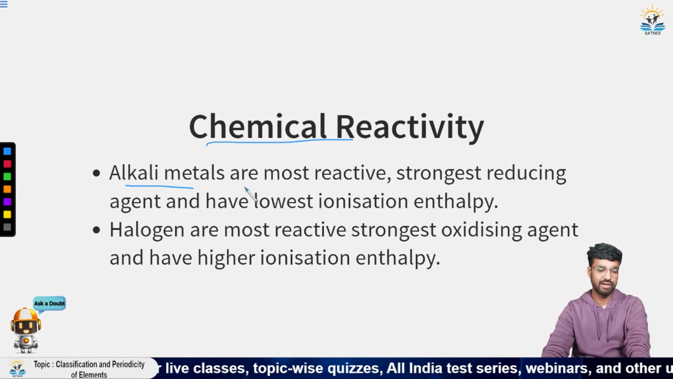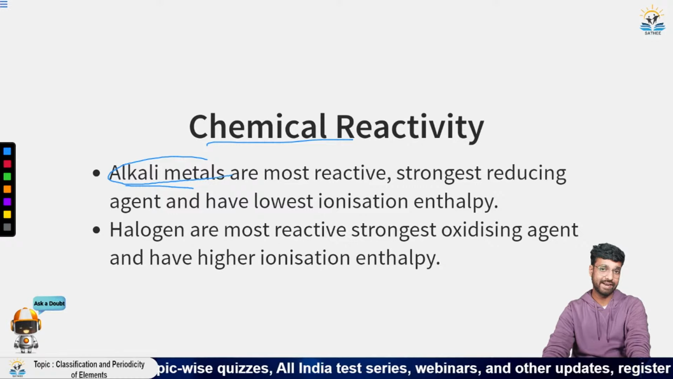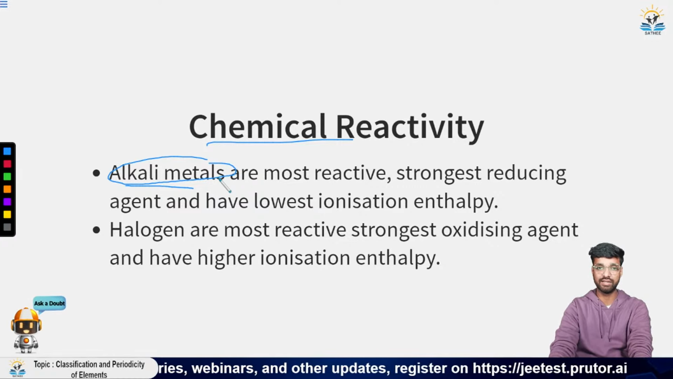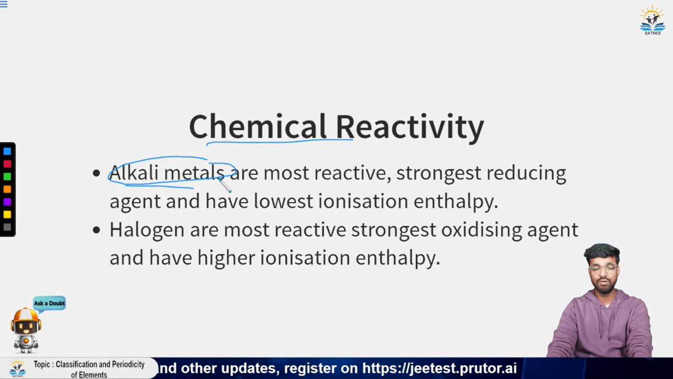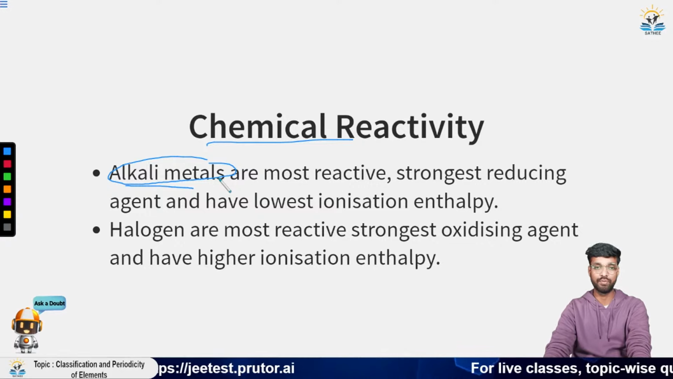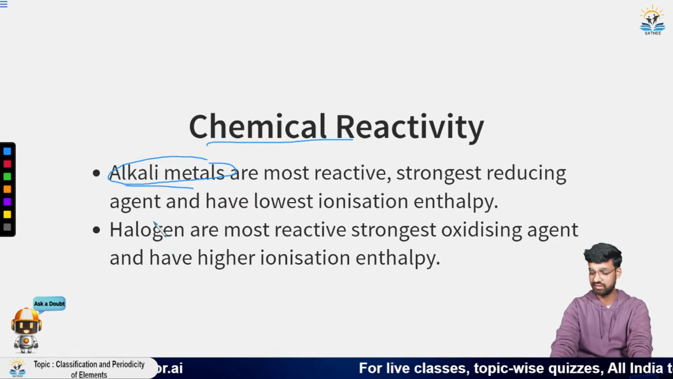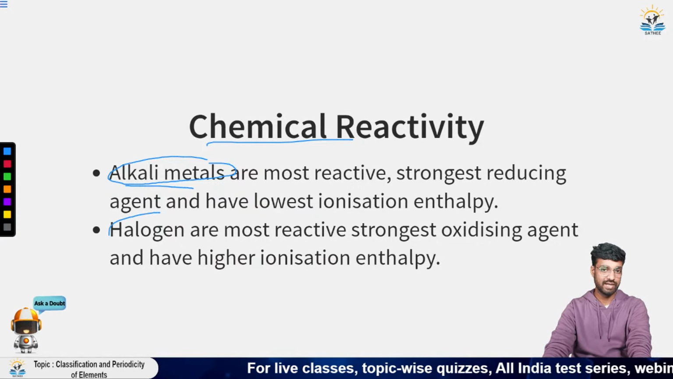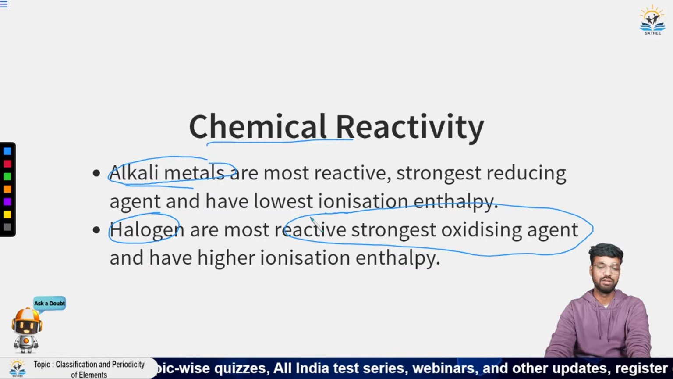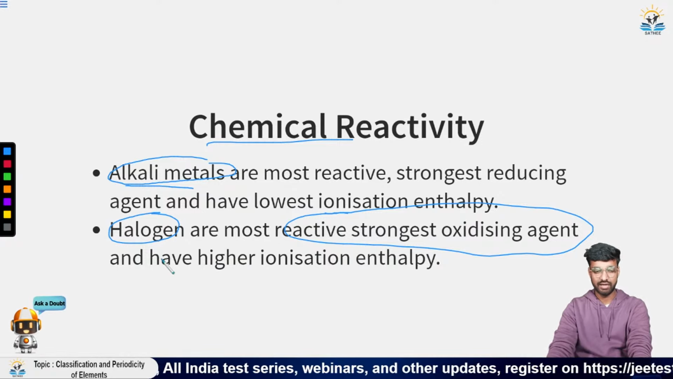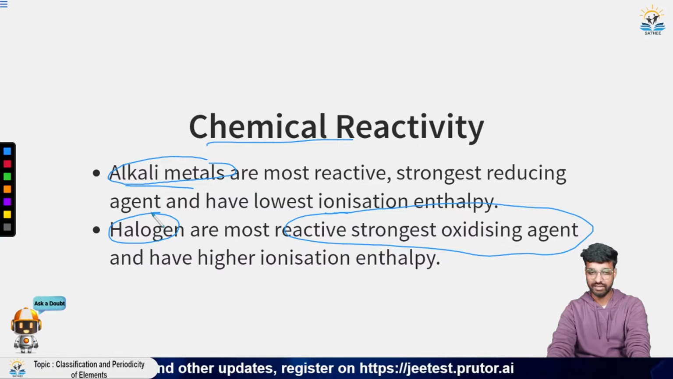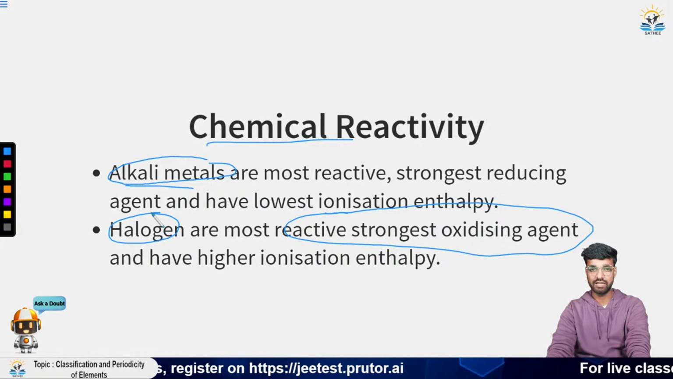Now, if you look at the alkali metals, they are the most reactive ones, so reactive that if you keep sodium metal in the open, it will simply react with oxygen and catch fire, because it has a very low ionization enthalpy. The electron can move very easily from it and it can easily form bonds with other elements. Now, halogens are the most reactive and the strongest oxidizing agents. Why? Because they can easily attain the noble gas configuration just by taking one electron. So they easily take the electron and get reduced and oxidize the other.